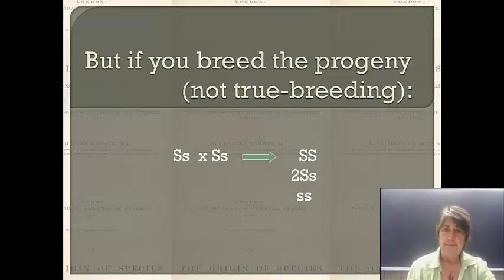So, we have 3 potential genotypes from this cross, big S, little s, and little s, but 2 potential phenotypes, smooth or wrinkled. So you should be able to look at those genotypes and tell me which ones are going to be which phenotype and why.